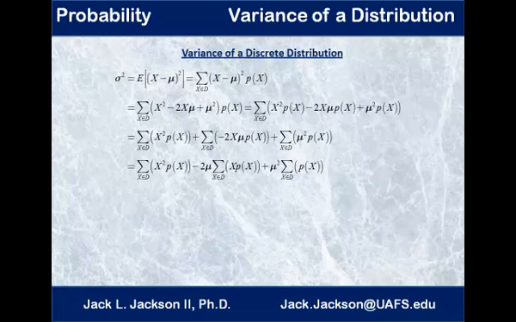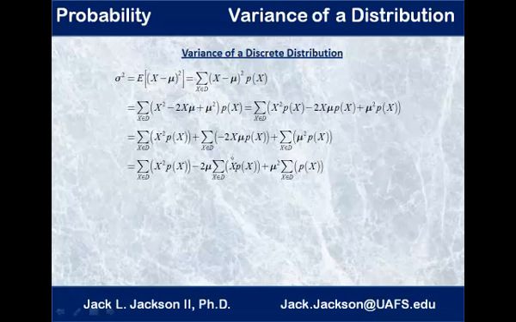What is the sum of p of x over all the x's in the domain? You should know the answer to that. Think about that a minute. What is this sum right here? Well, it's 1, of course, right? If we add up all the probabilities, they turn out to be 1. And so this expression at the end is just 1. So then the last term is just mu squared times 1, or mu squared.